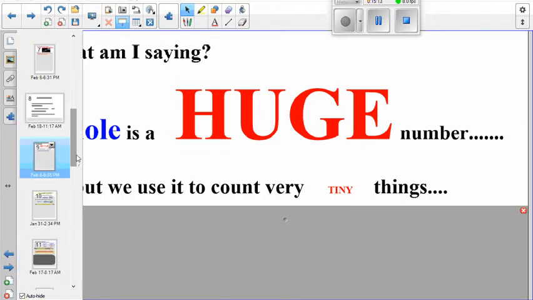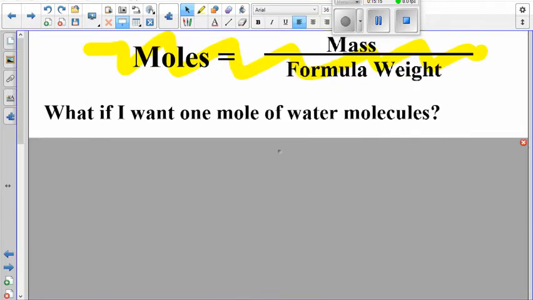I do have to pick up the pace a little bit. So, what if I want a mole of water molecules? You remember this equation: moles equals mass over formula weight. What is the formula weight of water?